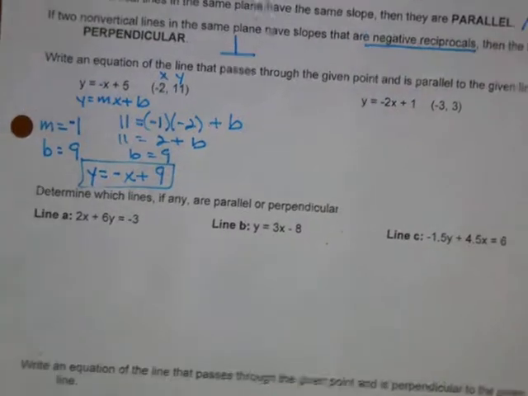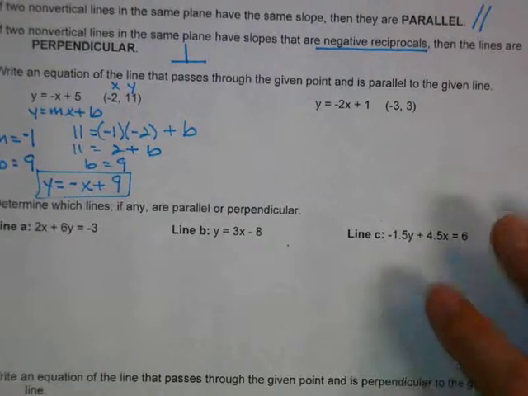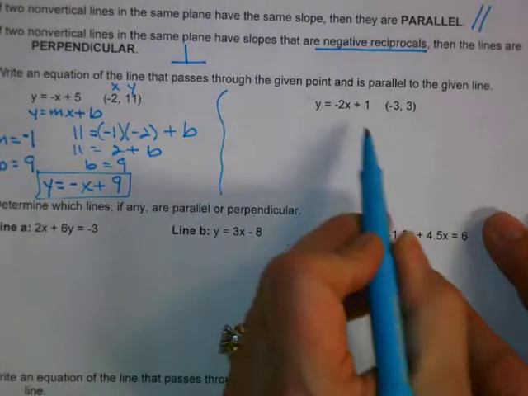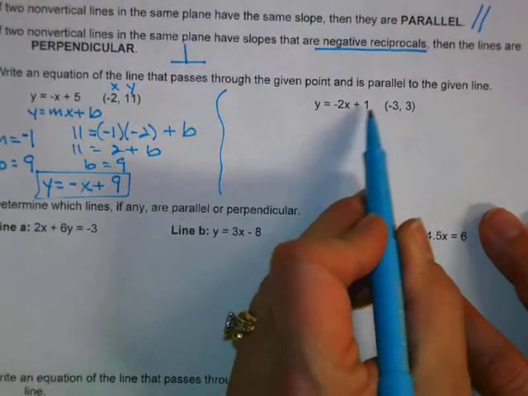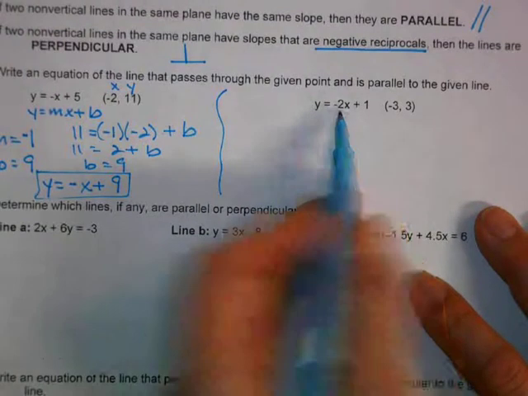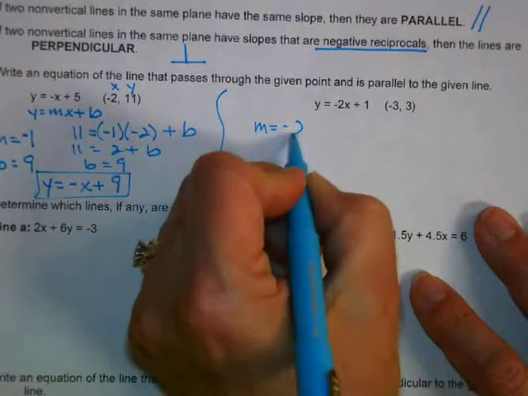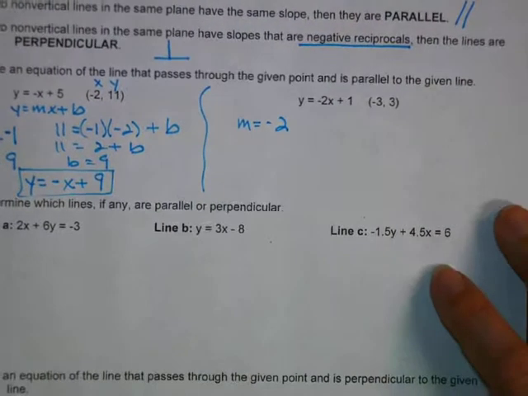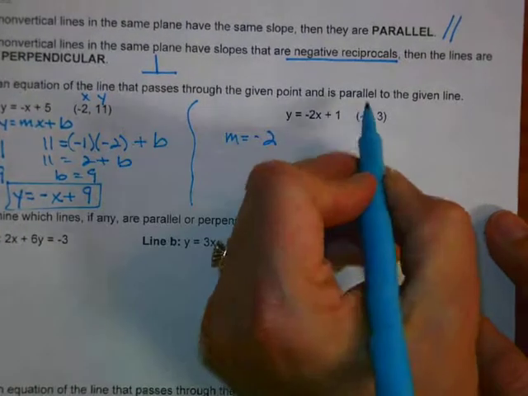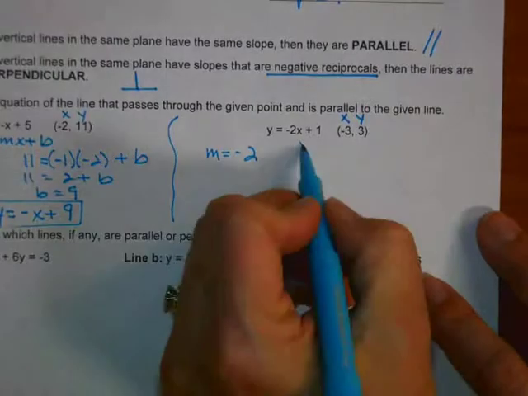All right. This is using y equals mx plus b. Let me have you do it using point slope. Again, parallel. What's the slope of my original line? Negative 2, right? My slope of my original line is negative 2, so my new line is going to have a slope of negative 2 as well. So this is your point that you have to go through, right? I'm going to use point slope.